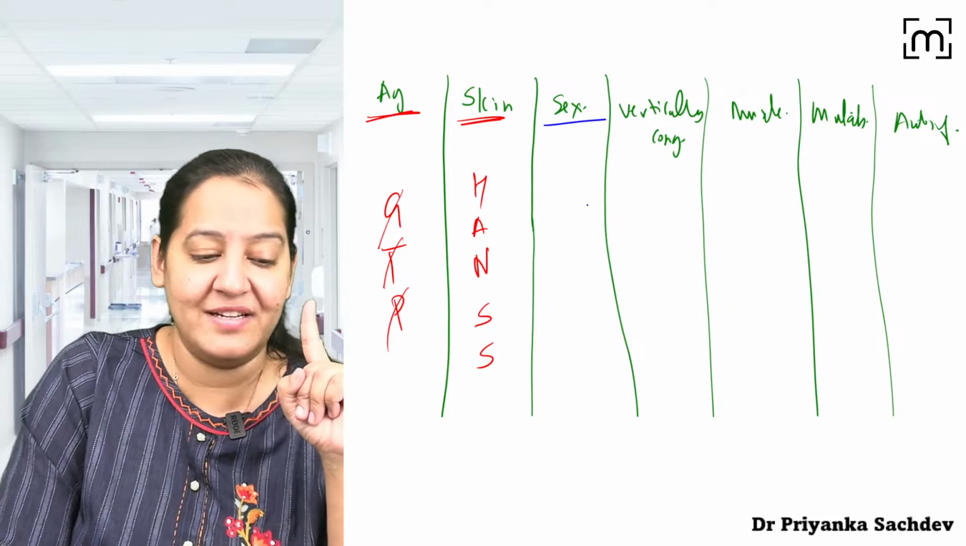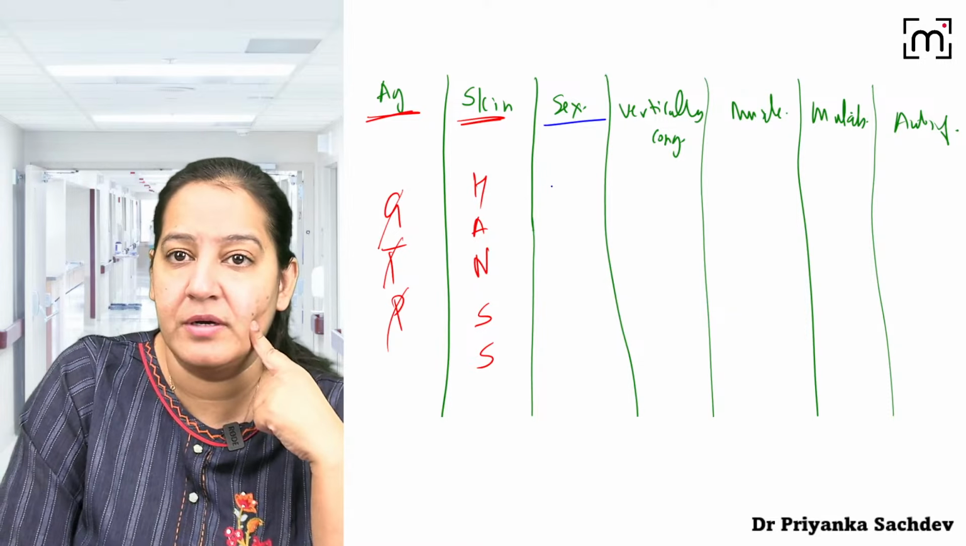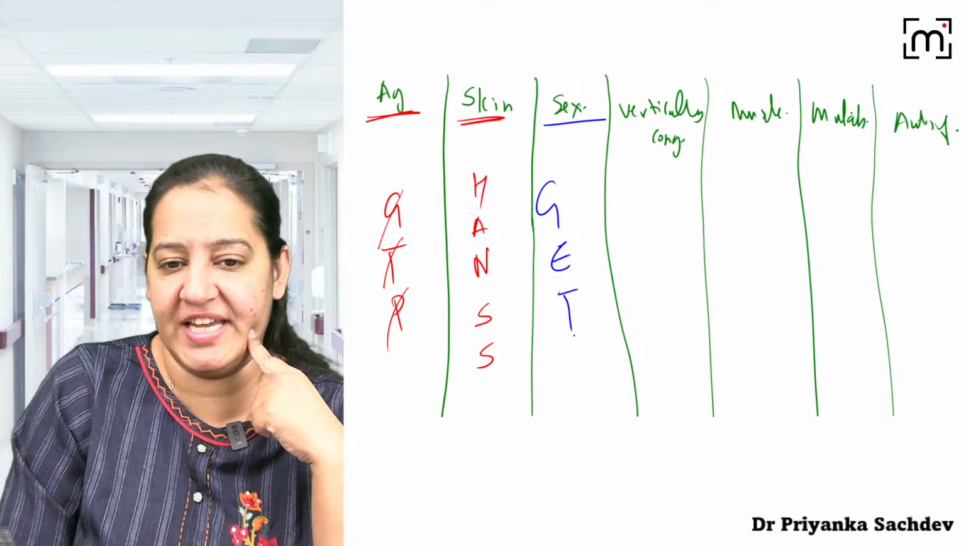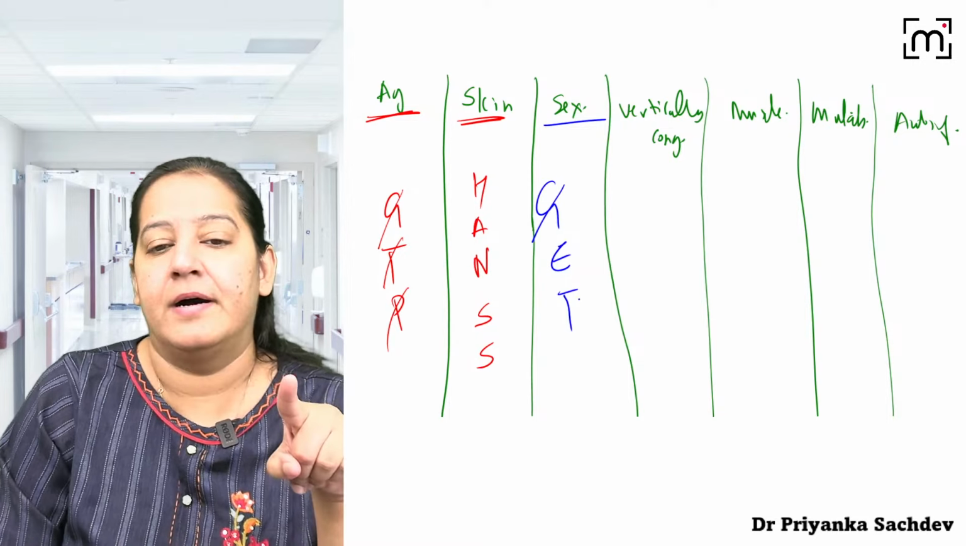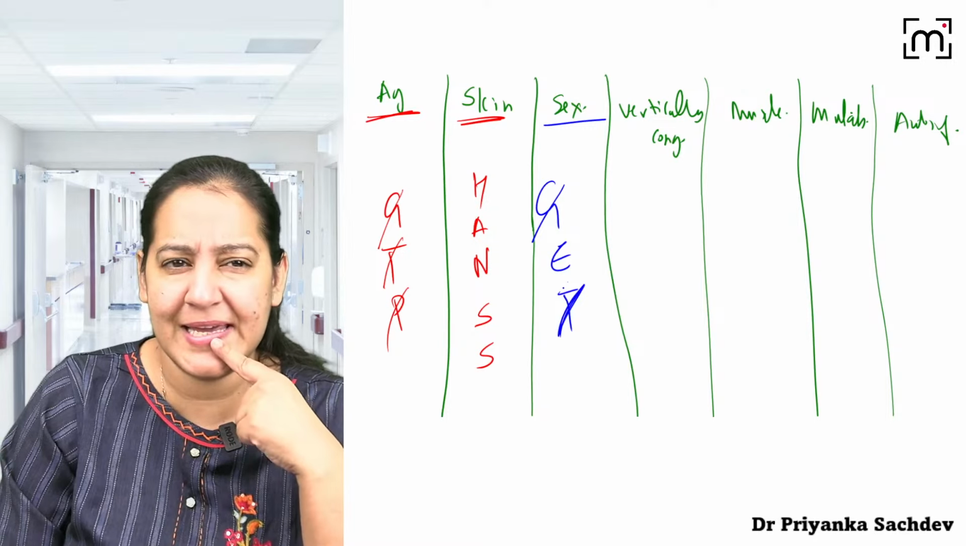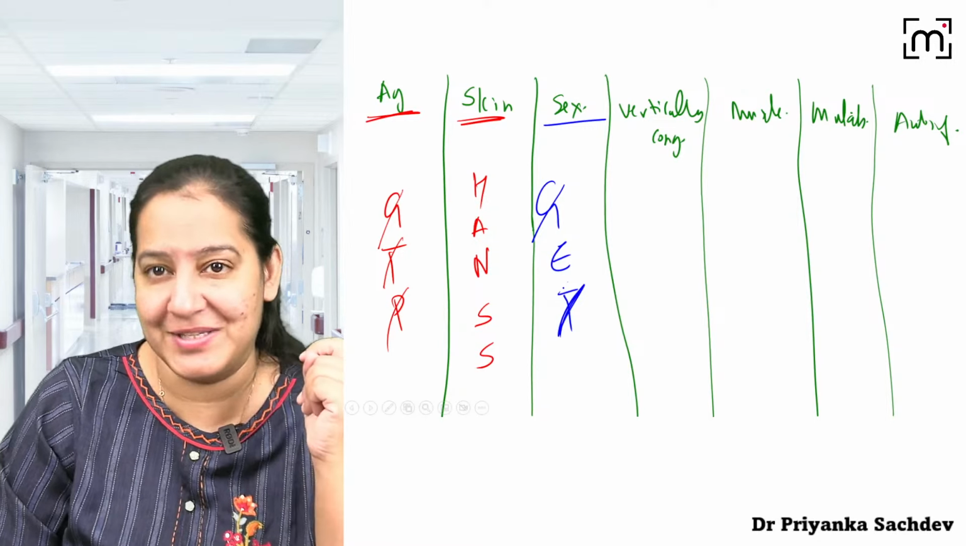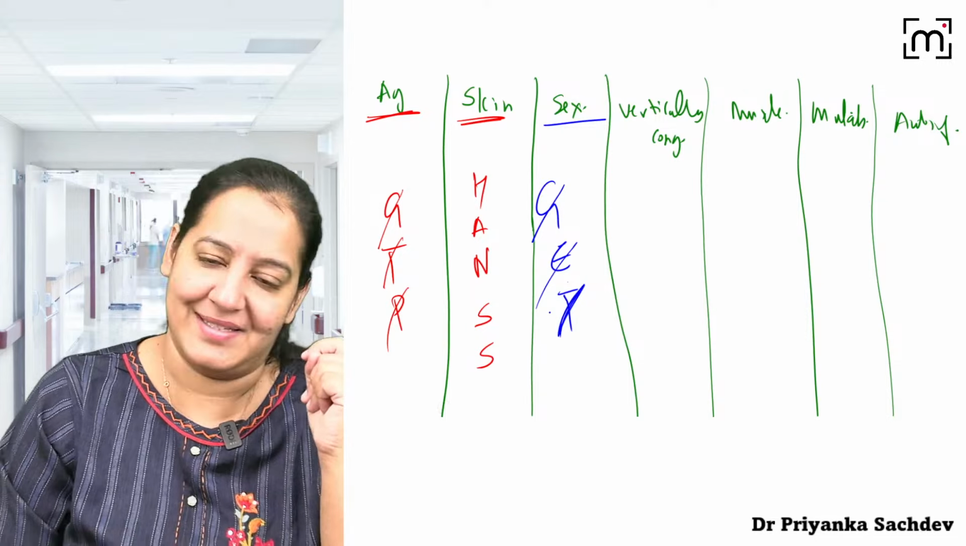The parasites which enter via sexual route. What was the mnemonic? GET. G-E-T, get. Get it sexually. So GET was the mnemonic. It's Giardia. It's Trichomonas vaginalis. What was E? It's Entamoeba histolytica. Yes. Right. So that is the thing.